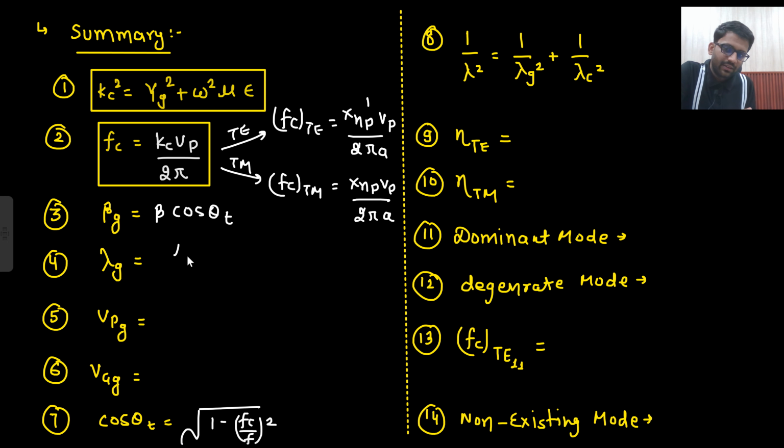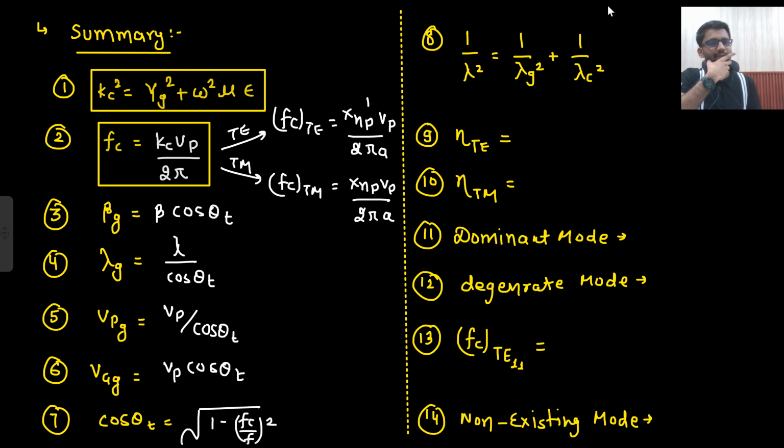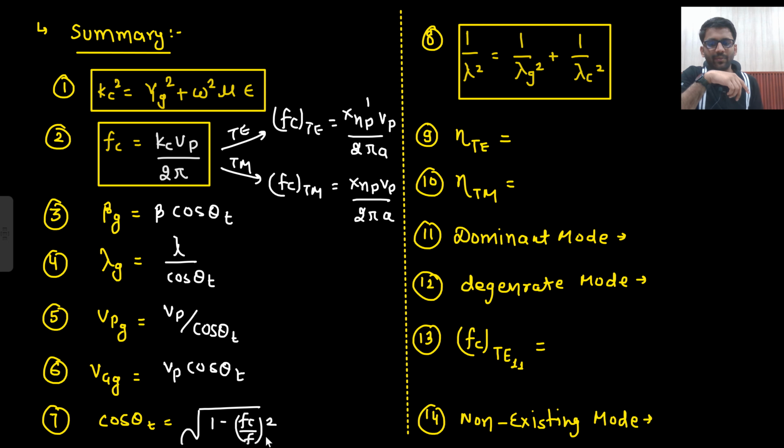What about this lambda g? So lambda g is lambda upon cos theta t. What about this vpg? Vpg is vp upon cos theta t. What about this vgg? That is vp into cos theta t. This expression is also there. How do I remember it? Here there is no subscript, and those which have the subscript will be on the right hand side, and the one without will be on the left hand side.